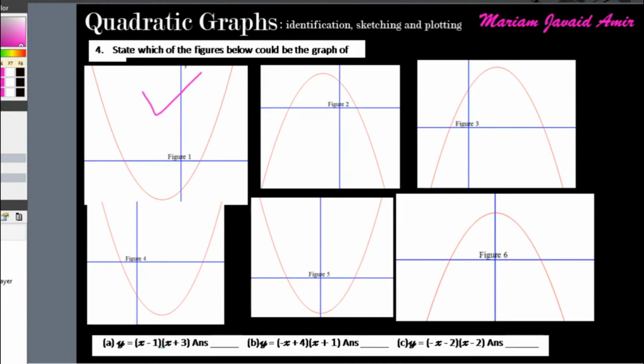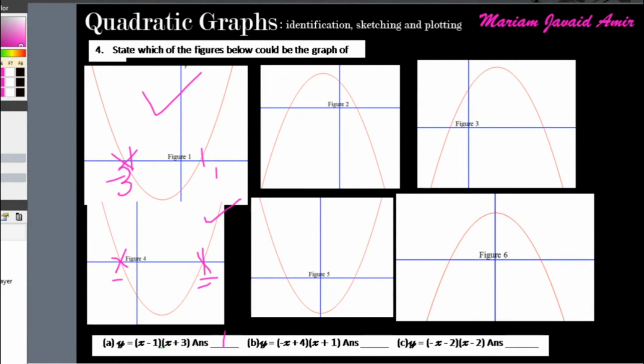So this would be 1 and this would be minus 3. This is also a possibility, but here we have a bigger positive value and a smaller negative value, which is not the case for part A. Our positive value should be smaller, which is 1, and our negative value should be bigger, which is minus 3. So figure 1 is the answer for part A.